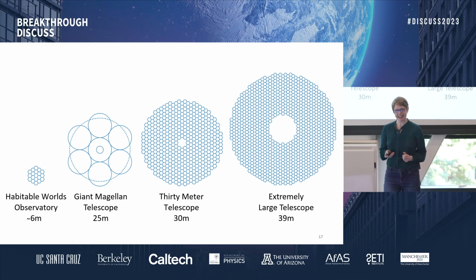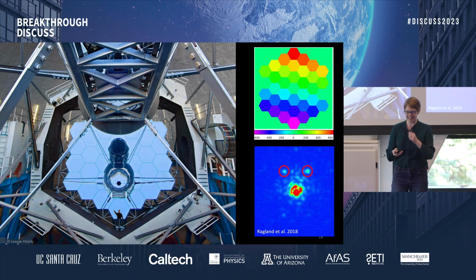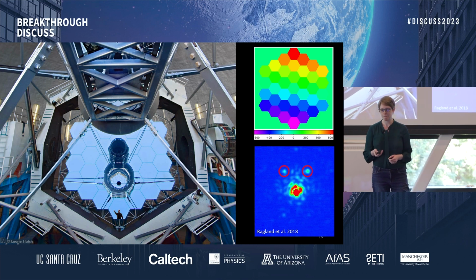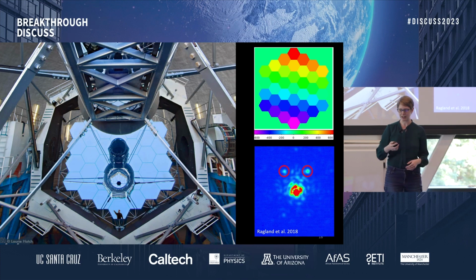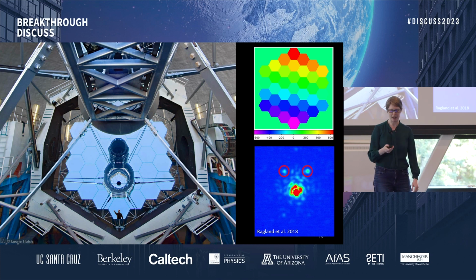But this is not a solved problem on the ground. So at Keck Observatory, which is in this picture, you see it's a segmented primary mirror. It comes up for us from time to time that we have this kind of staircase mode going across the mirror, where the segments are all kind of shifted relative to one another as you move across the primary mirror.